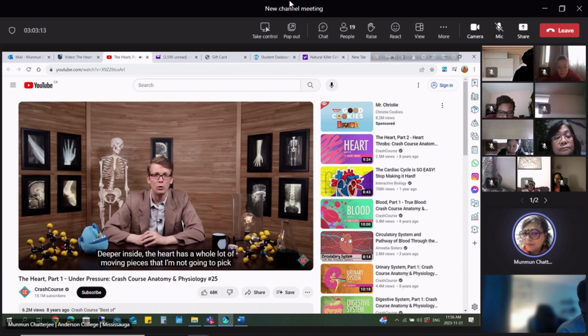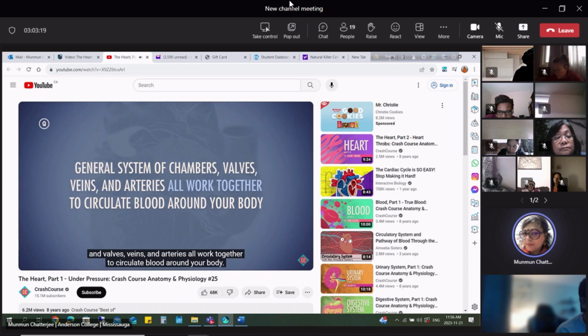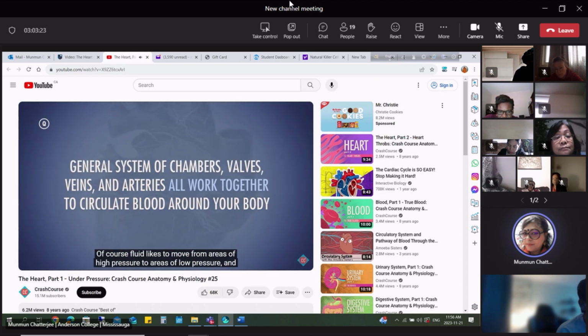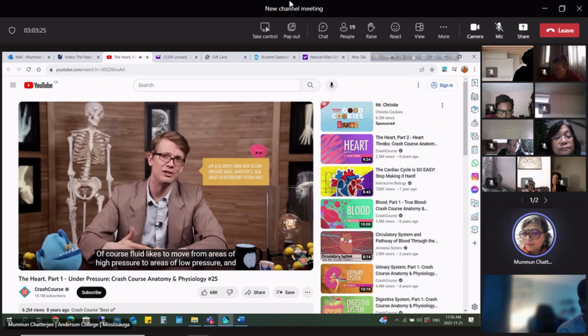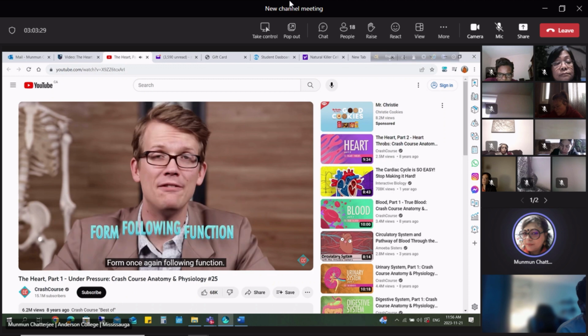Deeper inside, the heart has a whole lot of moving pieces that I'm not going to pick apart here, because the really big thing to understand is how the general system of chambers and valves and veins and arteries all work together to circulate blood around your body. Of course, fluid likes to move from areas of high pressure to areas of low pressure, and the heart creates those pressures. Form, once again, following function.